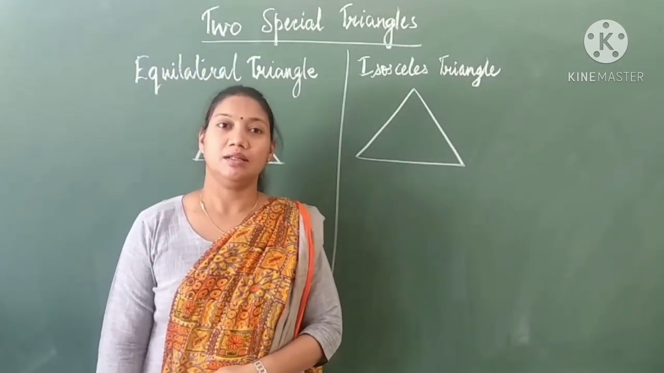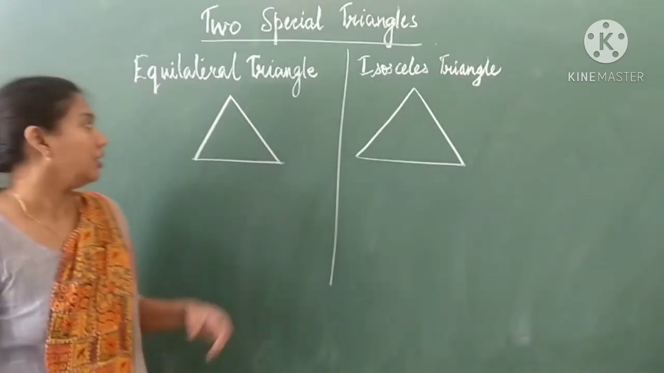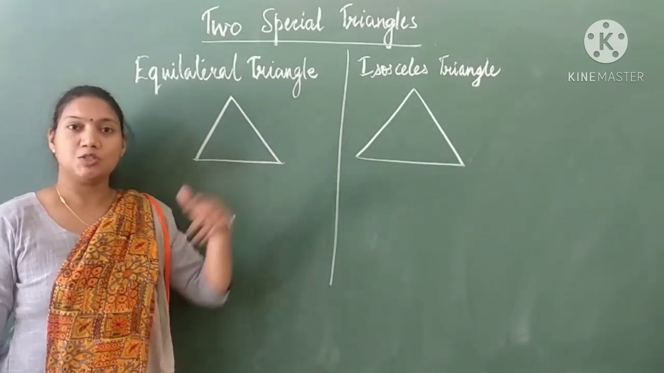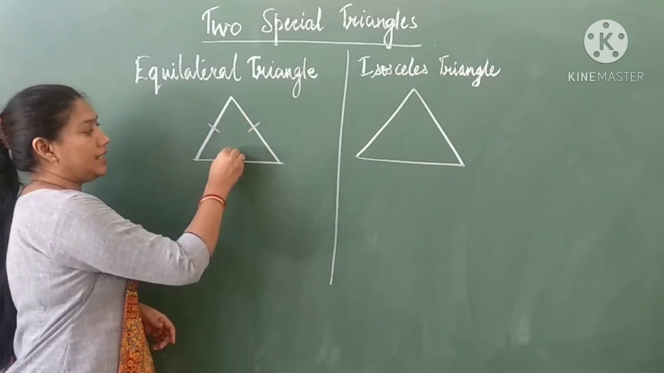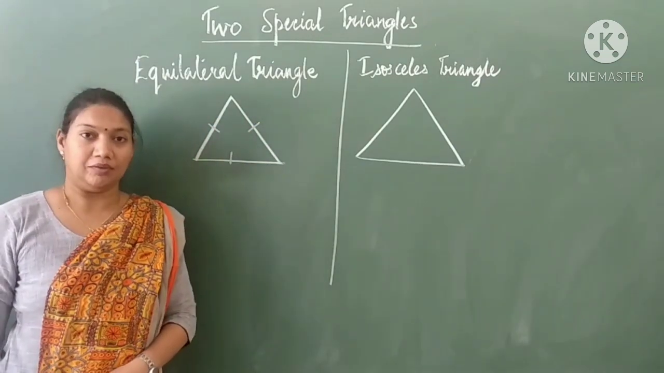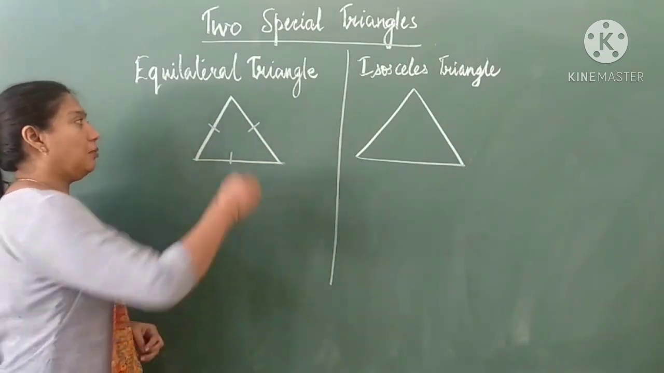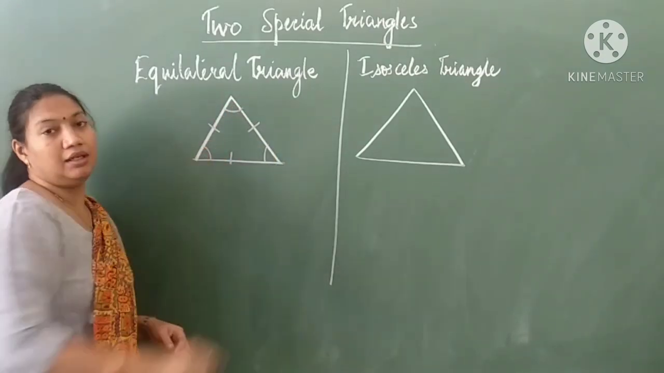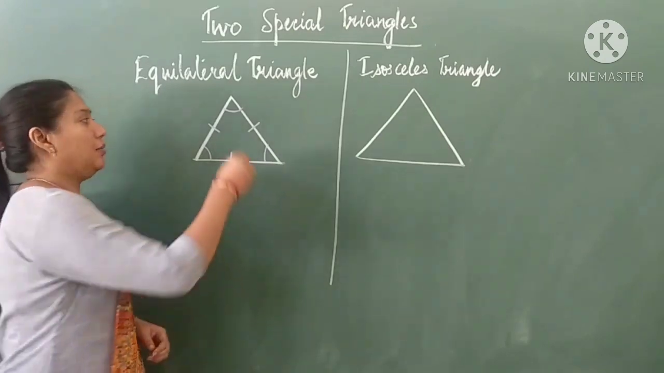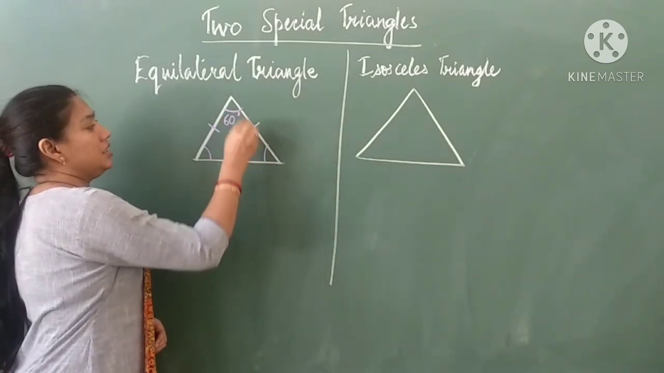Today we are going to learn two special triangles, that is equilateral triangle and isosceles triangle, and let us learn their properties. First, equilateral triangle. As you all know that in equilateral triangle all the three sides are equal. First property. Second property, all the angles of a triangle are equal and hence each of them is of 60 degrees.